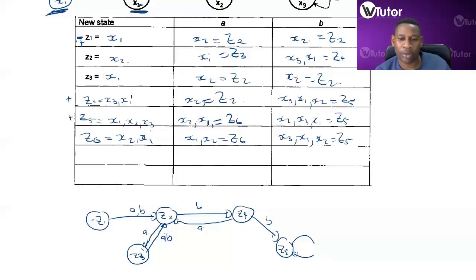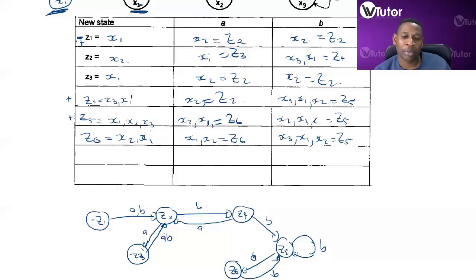So Z5, if you encounter a B, you stay in Z5. If you encounter an A, you go to Z6. And if you encounter B, you go back to Z5.